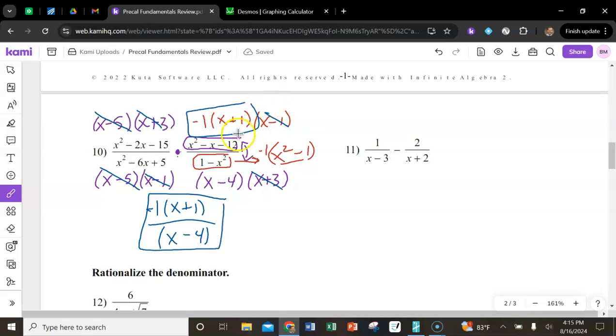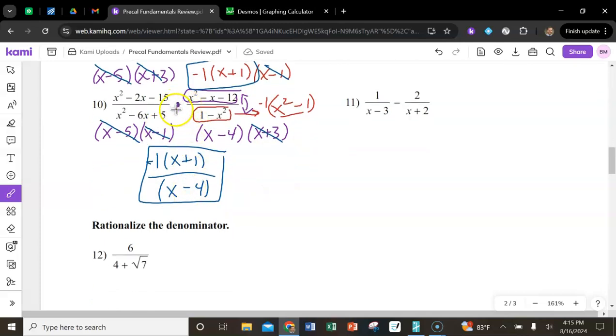Okay, so again, multiplication or division, you want to change that to, if it's division, multiplication by the reciprocal of this, factor everything, cancel, and you're essentially done. On number 11, we are subtracting fractions.